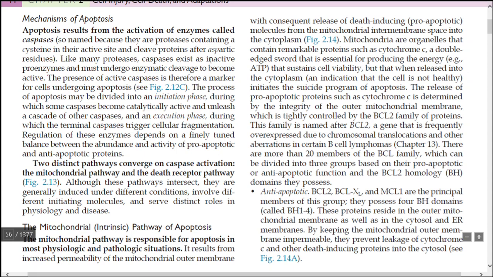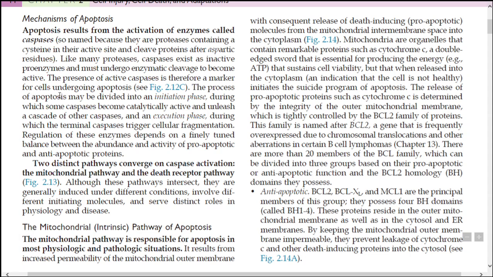Caspases exist inside our body cells as inactive proenzymes, that is inactive enzymes, and must undergo enzymatic cleavage to become active. So how do caspases become activated? Through enzymatic cleavage. The presence of active caspases is therefore a marker for a cell undergoing apoptosis. If apoptosis takes place, there should definitely be active caspases. If they are found in blood serum, we can confirm that apoptosis is taking place.